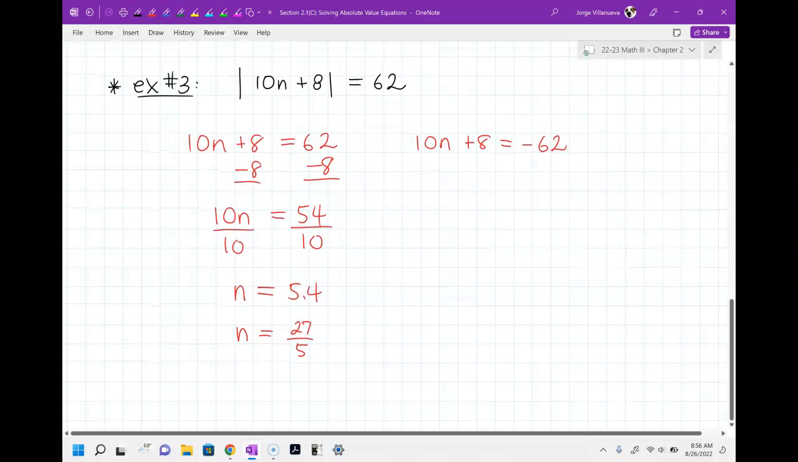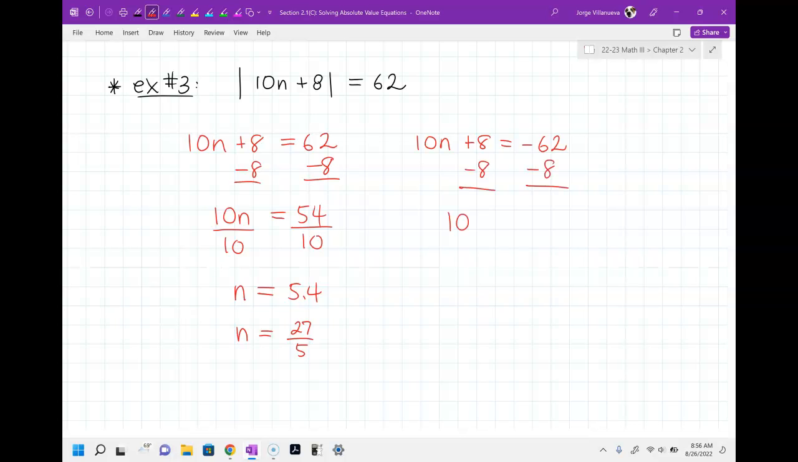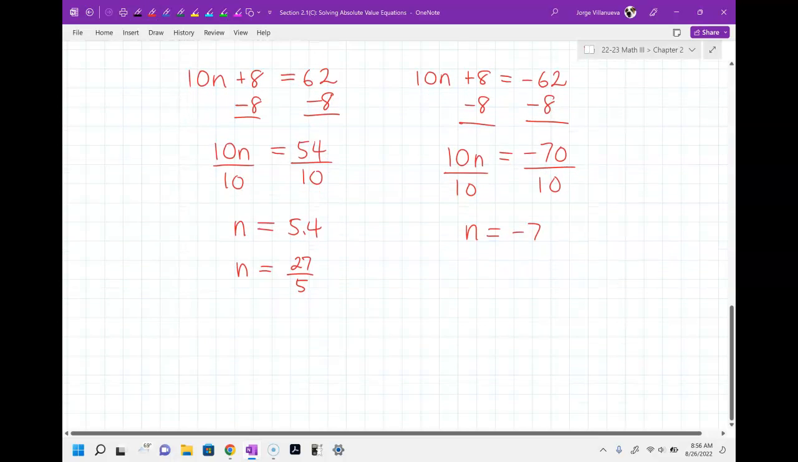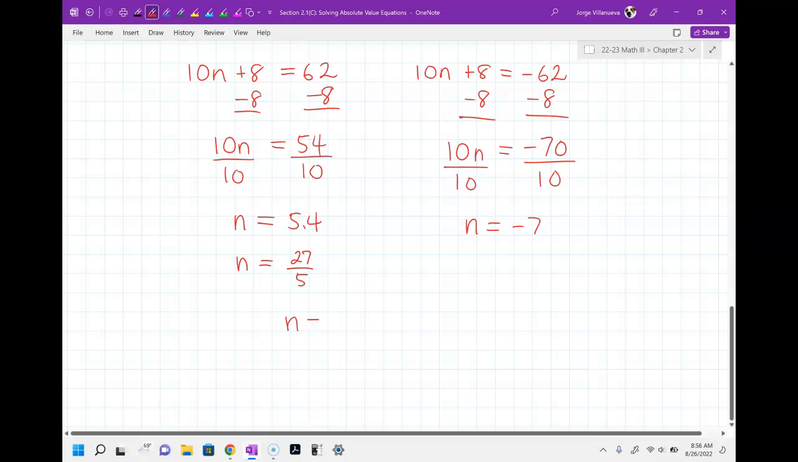Now we got to solve the other side, and then we'll put our two answers together here. Let's subtract 8. So this is 10n equal to negative 70. So when I divide by 10, what's my answer? Negative 7. So I got two solutions: negative 7 and 5.4, or 27 over 5. Depends which one you want to write. What I'm going to do is actually write the fraction.